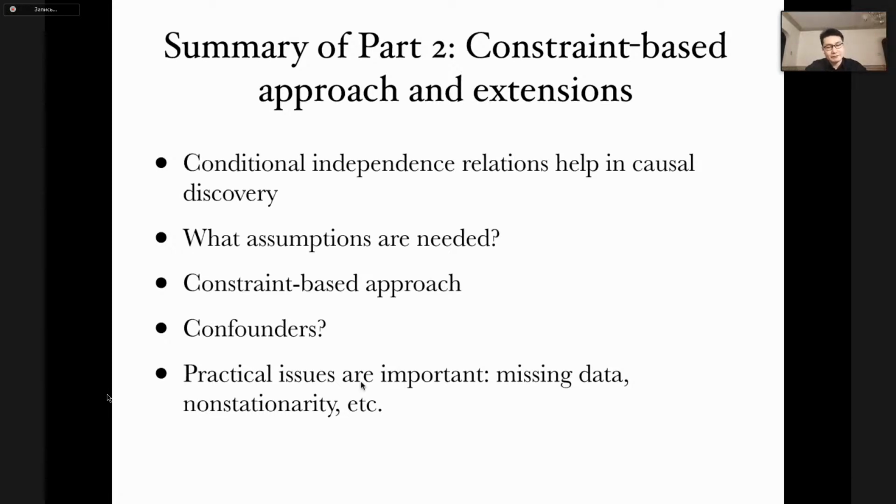And in practice, if you do causal discovery, you have to analyze the given observed data. The observed data were generated by not only the underlying causal process of interest, but also the sampling process, measurement error, and so on. That's why we have a lot of practical issues to deal with. So right here, you just saw how we can deal with missing data and how we can deal with non-stationarity or heterogeneity in the data.